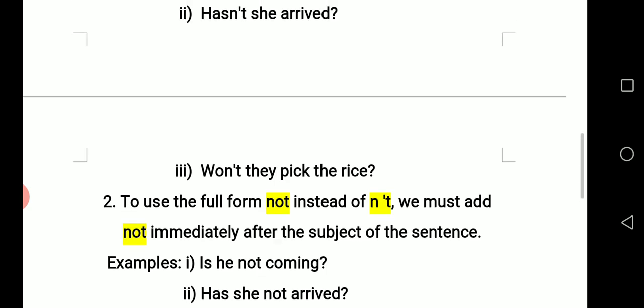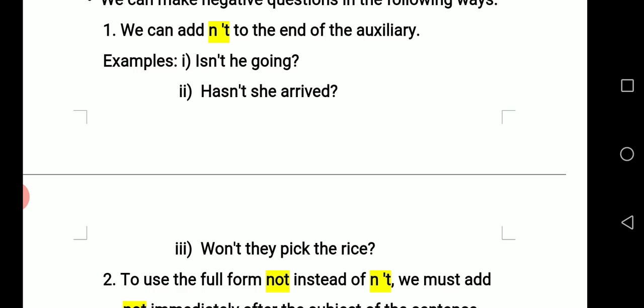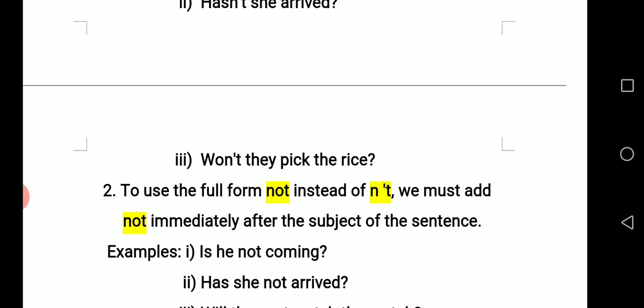Now remember the first rule I gave, that we can add n't to the end of the auxiliary. The auxiliary in that question is is. So if you want to use the contracted form of not, it will be isn't he going, hasn't she arrived, won't they pick the rice. But when you want to use the full form not instead of the contracted form, you now add the not immediately after the subject of the sentence.